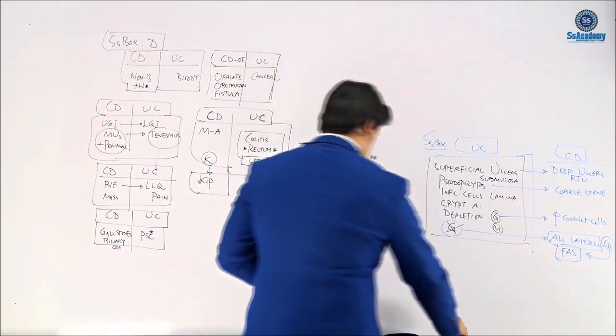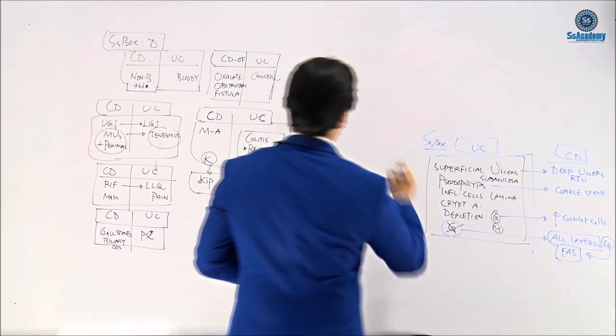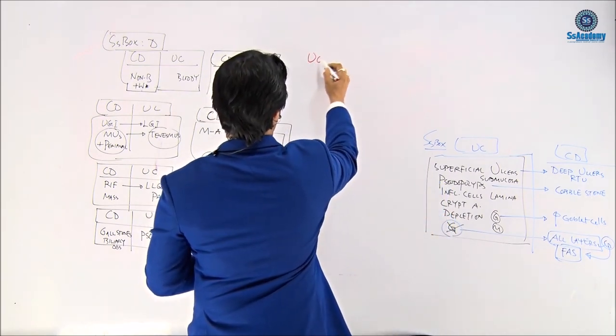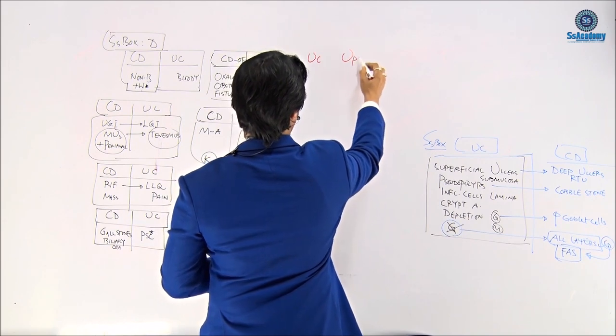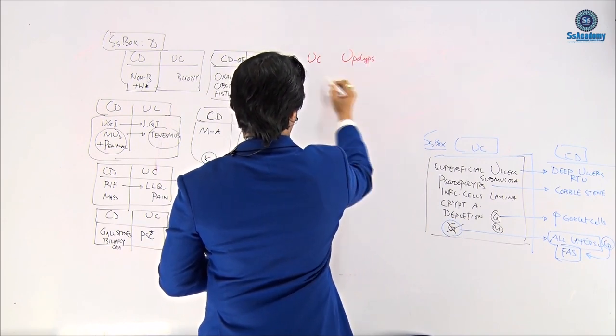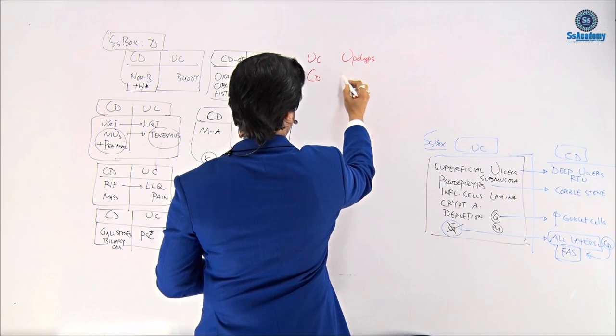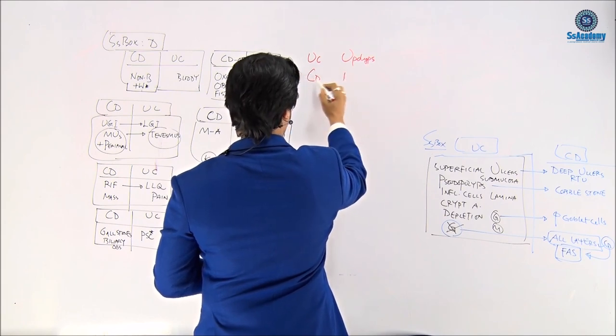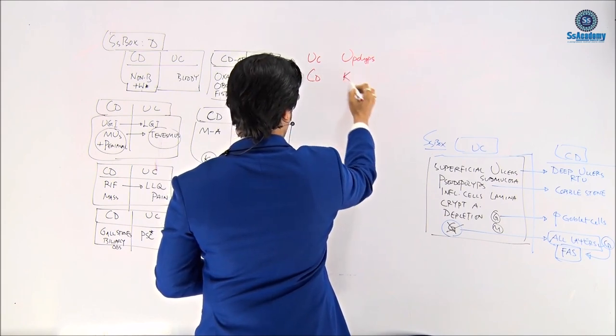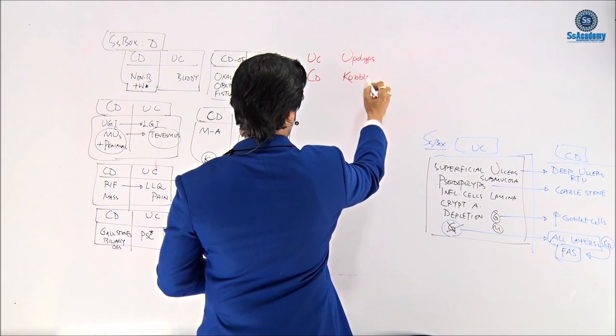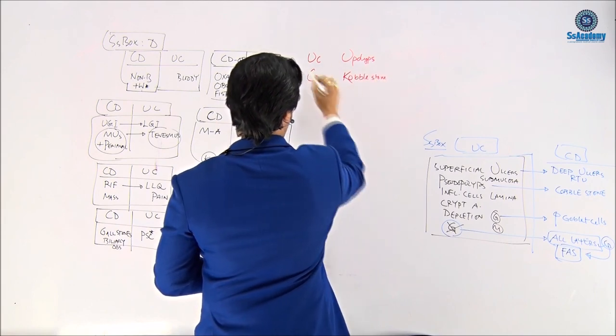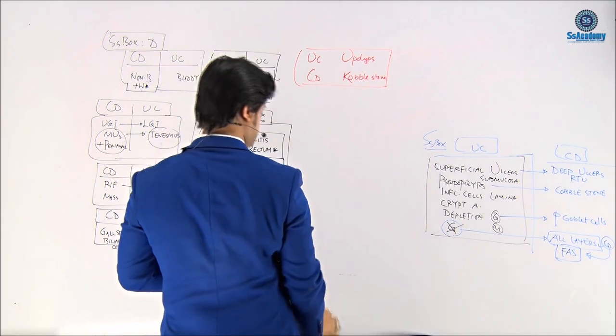So the summary once again. So the summary box: ulcerative colitis is U, polyps. In contrast, Crohn's disease is K, I say Crohn's disease, the K, cobblestone. Just write down this box.